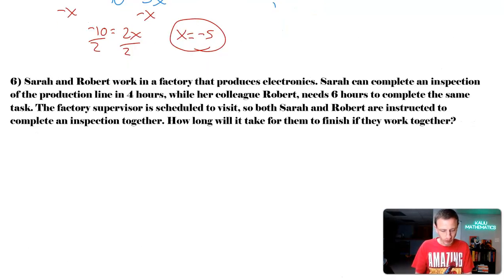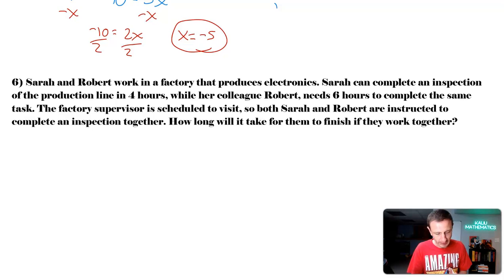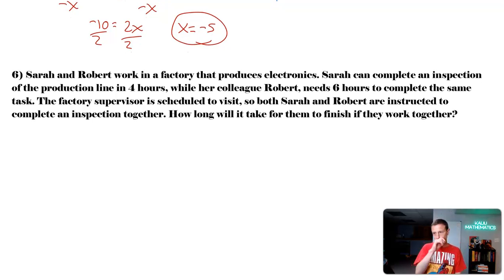Number 6, work problem. Sarah and Robert work in a factory that produces electronics. Sarah can complete an inspection of the production line in 4 hours, while her colleague Robert needs 6 hours to complete the same task. The factory supervisor is scheduled to visit, so both Sarah and Robert are instructed to complete the inspection together. How long will it take for them to finish if they work together?